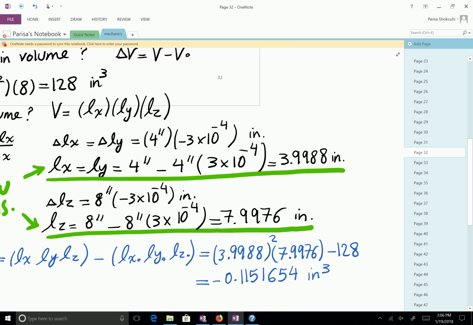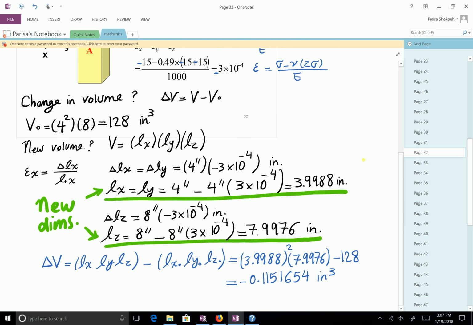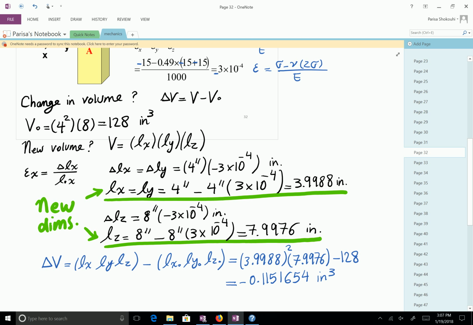In the homework problem, you see that you are asked to calculate volume change. So it's basically not complicated. You just need to look at. Any questions?